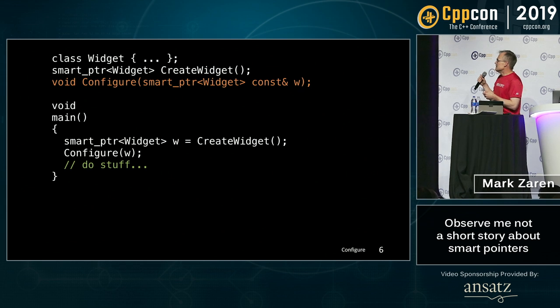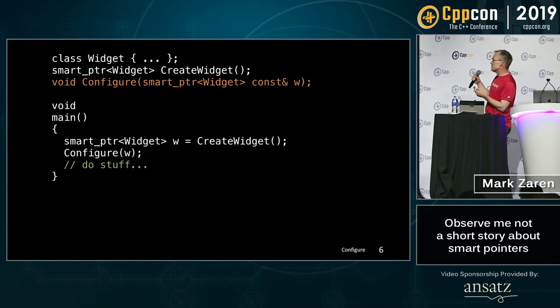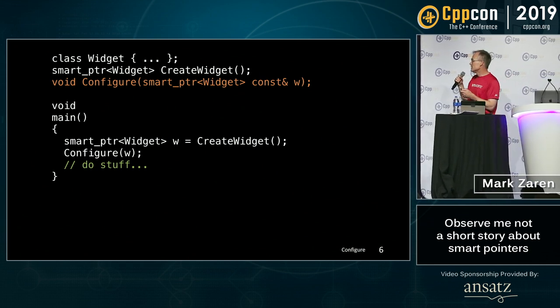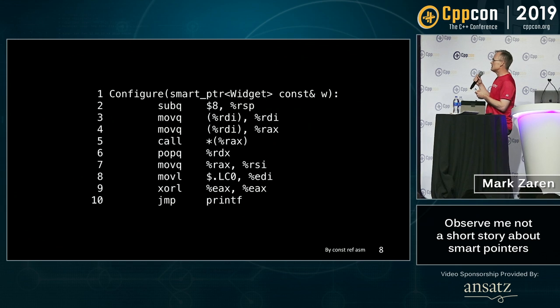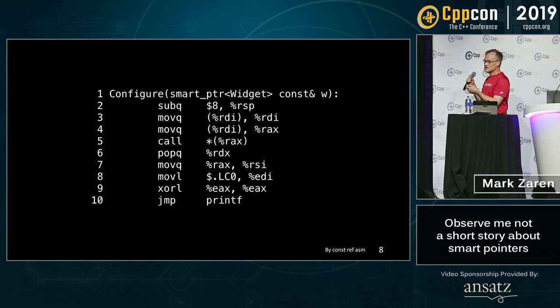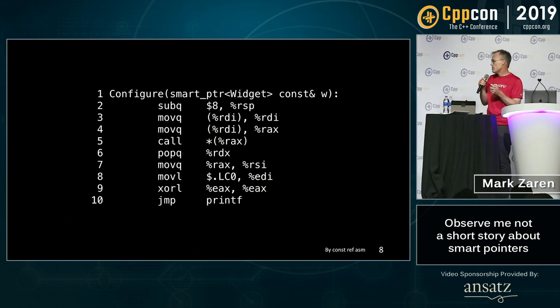So an effective C++03 engineer might suggest that we take the smart pointer by const reference, because that's what we do with classes, right? And you can imagine a very naive implementation of configure that just logs, and you could look at the disassembly of that, and you could find the monsters that lie within. And specifically, I'm talking about the extra dependent load, right? We all see it, of course.